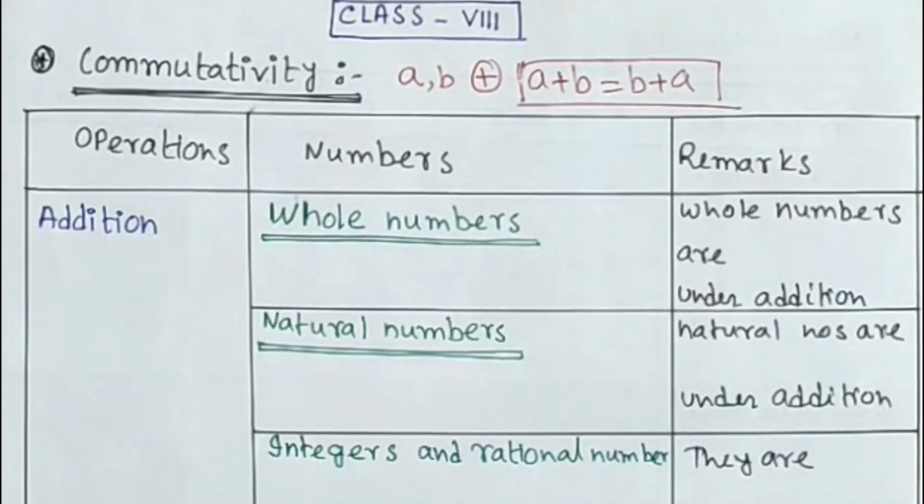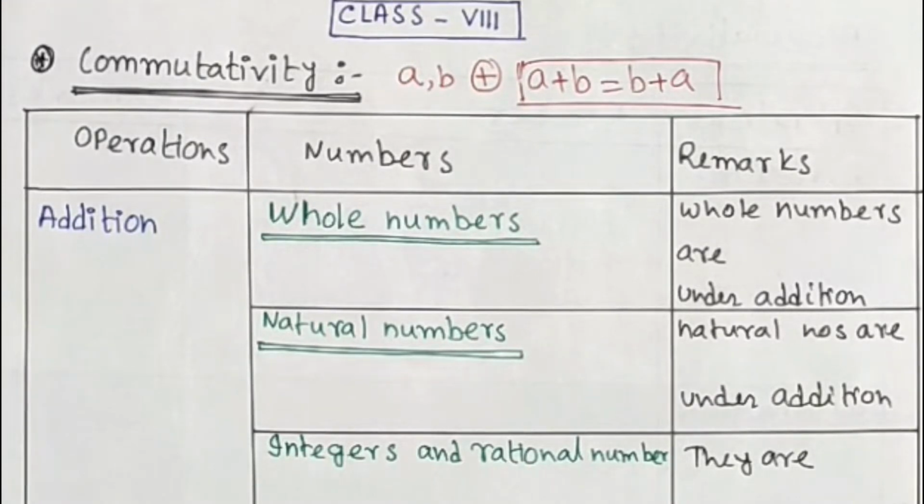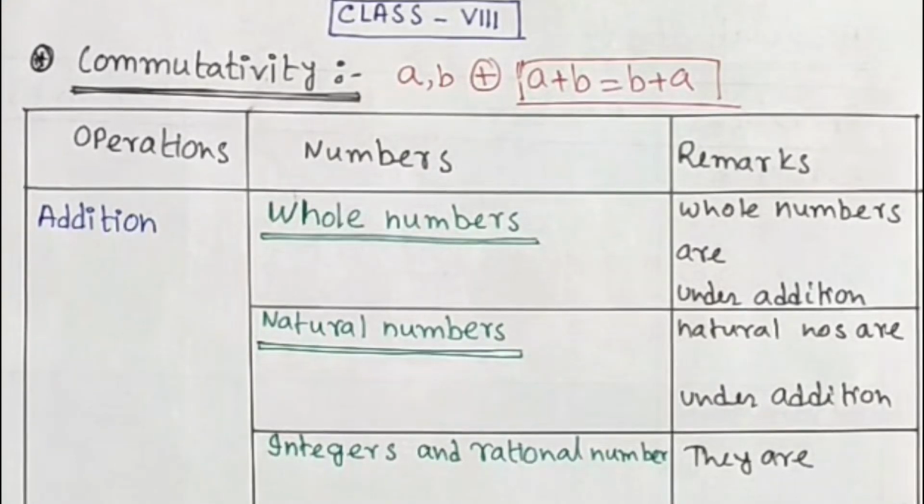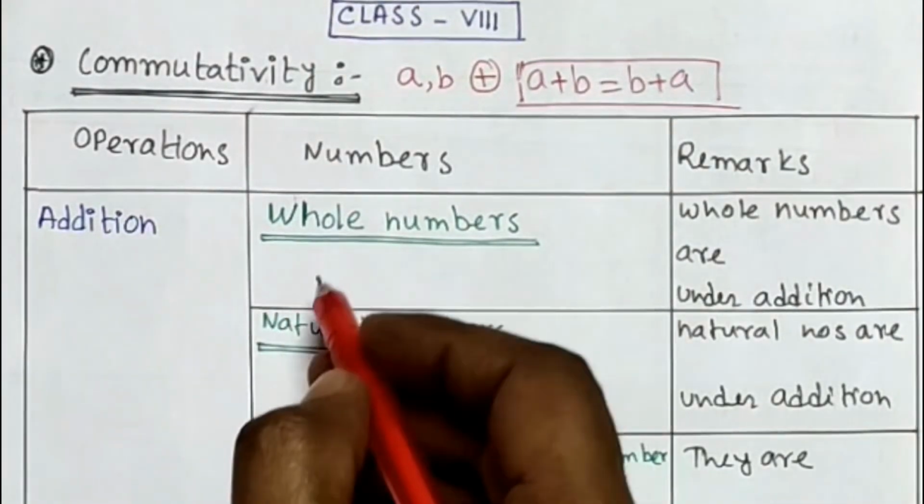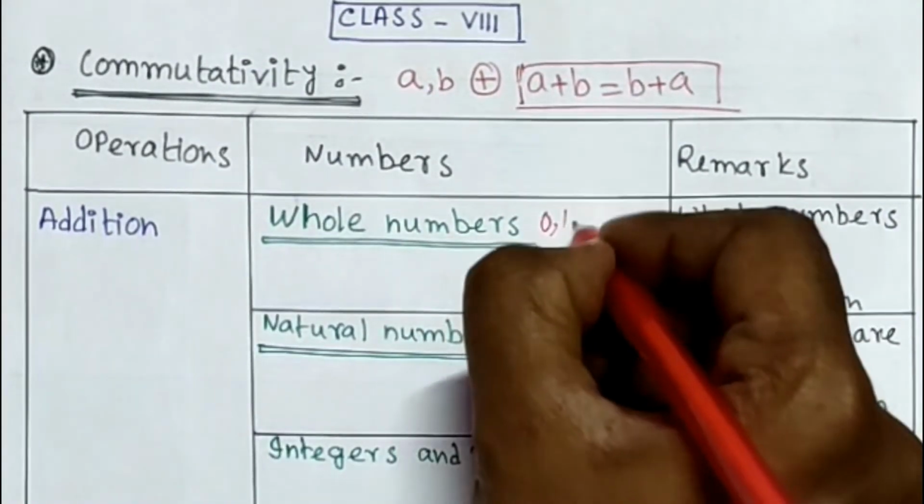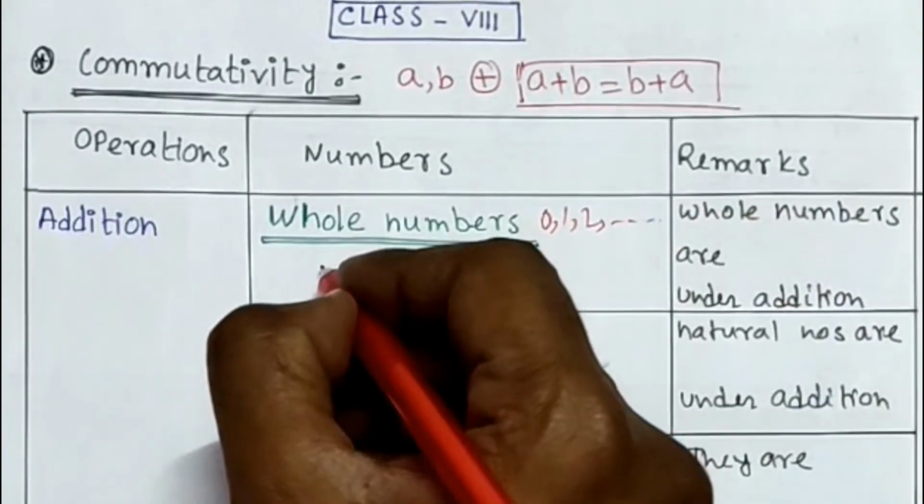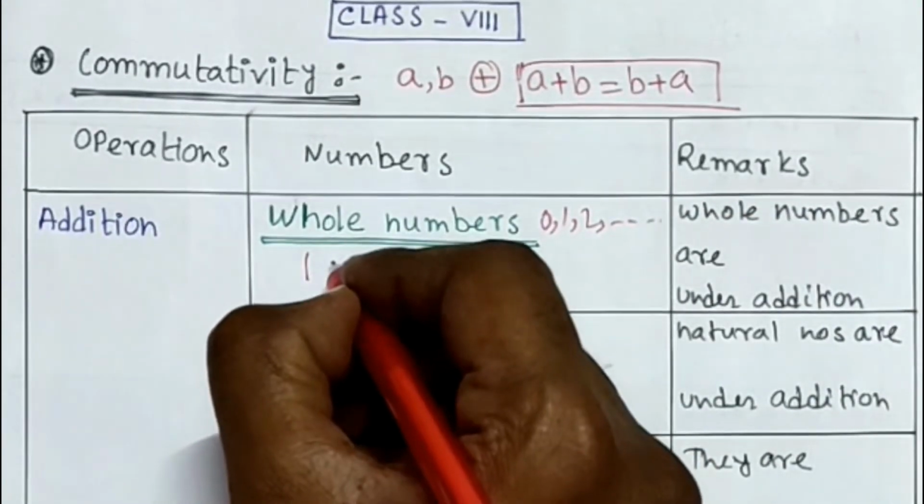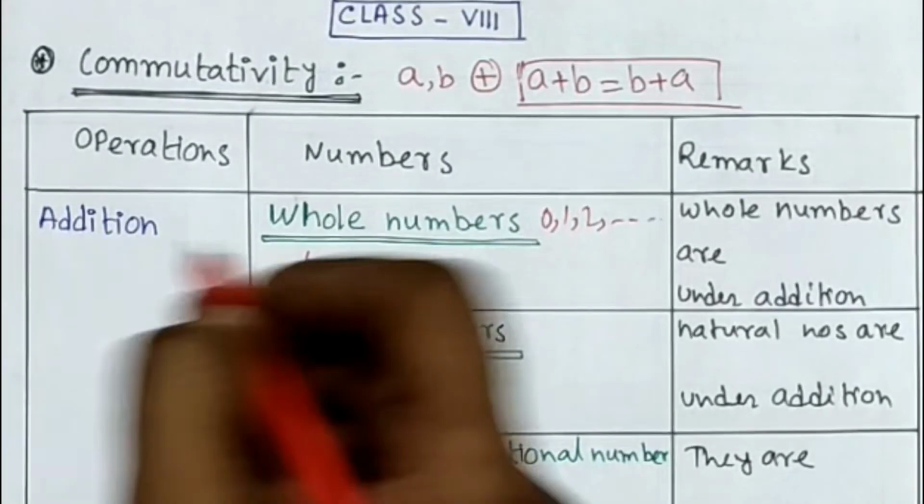So for different kinds of operations, there will be different kinds of results. They may be commutative, they may not be. Now let's discuss the operation addition and the different numbers. Suppose whole numbers, the whole numbers are 0, 1, 2, etc. Take any two whole numbers, say 1 and 2. We are doing the operation addition.